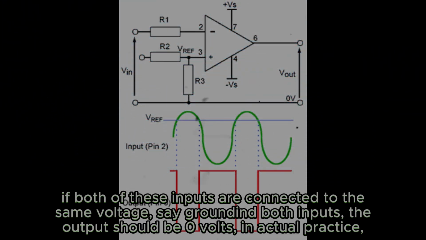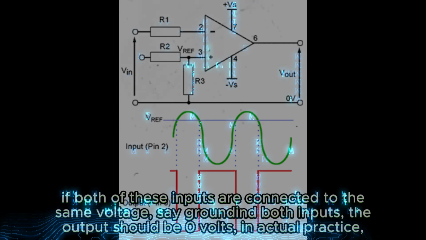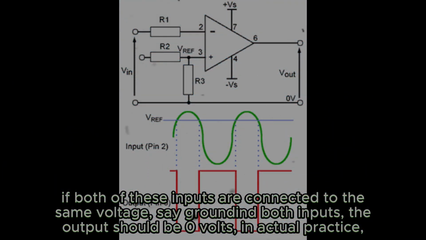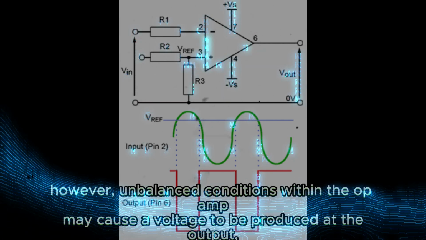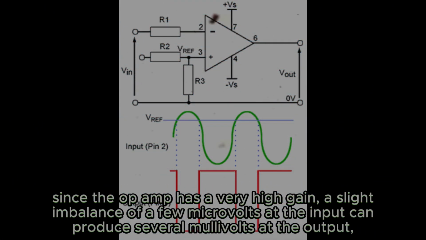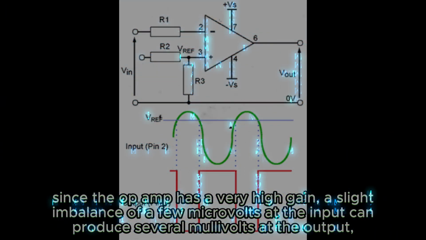If both of these inputs are connected to the same voltage, say ground, the output should be 0 volts. In actual practice, however, unbalanced conditions within the op-amp may cause a voltage to be produced at the output. Since the op-amp has a very high gain, a slight imbalance of a few microvolts at the input can produce several millivolts at the output.